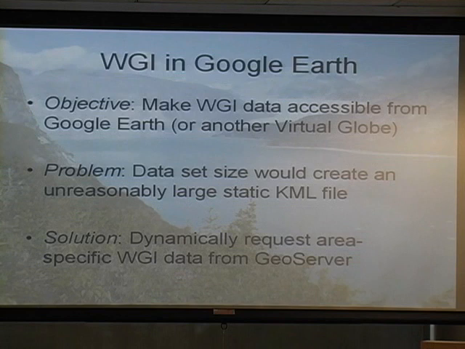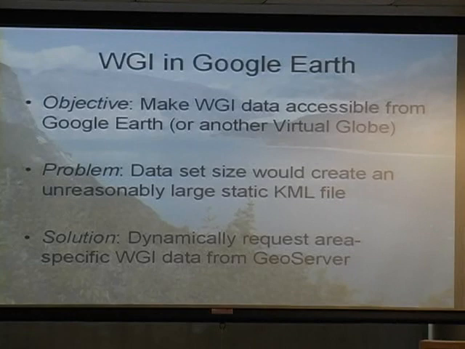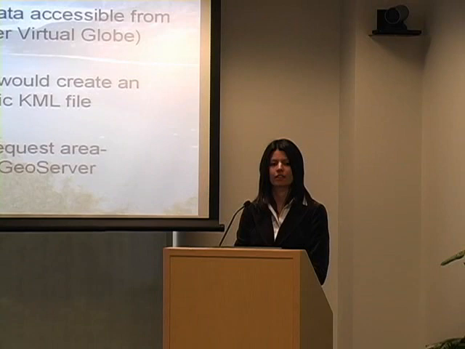If we created a KML file, it would be thousands and thousands of pages long, and it would probably crash if you tried to open it in Google Earth. So we had to come up with some kind of solution, and we wanted it to be a dynamic solution, because every time we update the World Glacier Inventory, we don't want to actually go in and manually update the KML file. We want this to be done automatically. So our solution was to use GeoServer for this, which will dynamically request area-specific information.